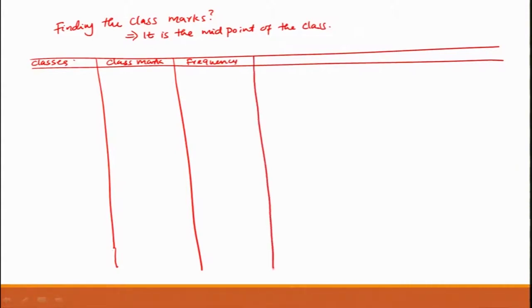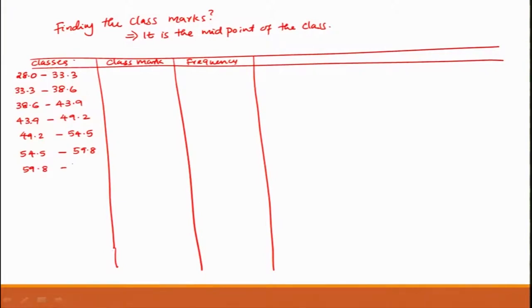Okay, let us recap what we have done so far. The classes were once again 28.0 to 33.3, 33.3 to 38.6, where we were adding 5.3, which is the class width. Then 38.6 to 43.9, 43.9 to 49.2, 49.2 to 54.5, 54.5 to 59.8, 59.8 to 65.1, 65.1 to 70.4, 70.4 to 75.7, and 75.7 to 80.1.